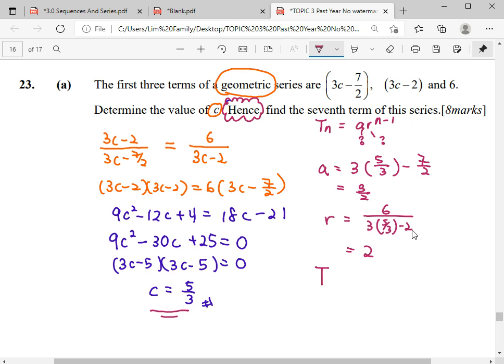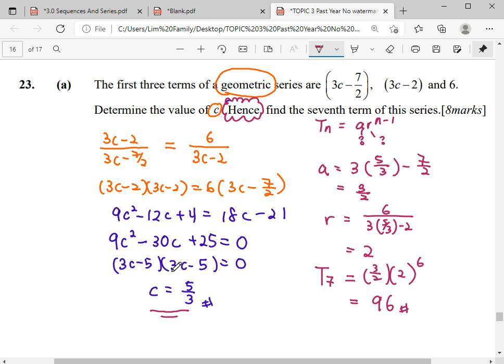So finally, we can plug in our information A and R in order to find 7th term. 7th term means T7. So T7, it will be A, R, and then n minus 1. So 7 minus 1, it will be 6. So this gives us 96.